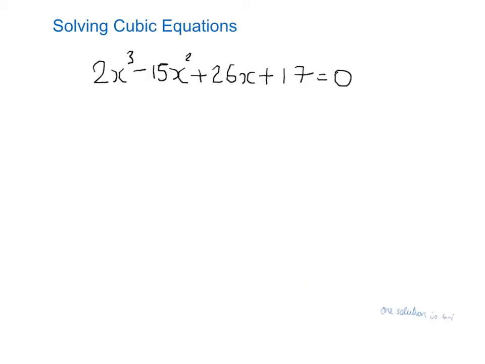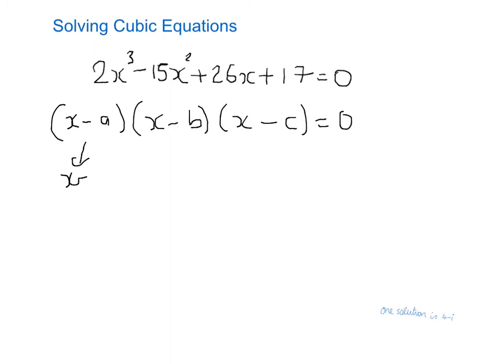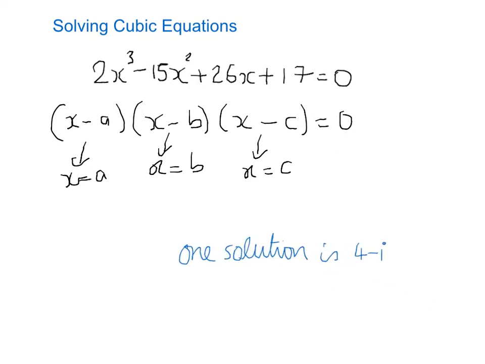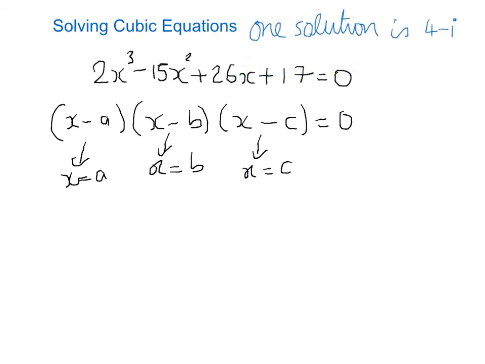What I'd really like to be able to do in order to solve this cubic is to factorise it, so to be able to write it in the form x minus a, x minus b, x minus c, and then I could easily just say that x is a, x is b and x is c are the 3 solutions to the cubic. Now obviously, unlike with a quadratic, I can't do this with a cubic because I can't see what a and b and c must be, so I need to be given some information. So in this question I'm given the information that one of the solutions is 4 minus i. So with this information I can start to solve the equation.